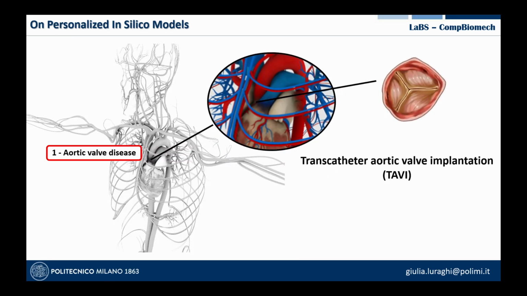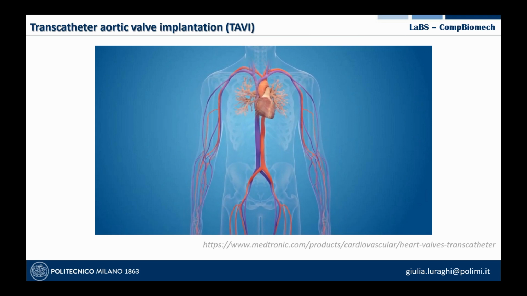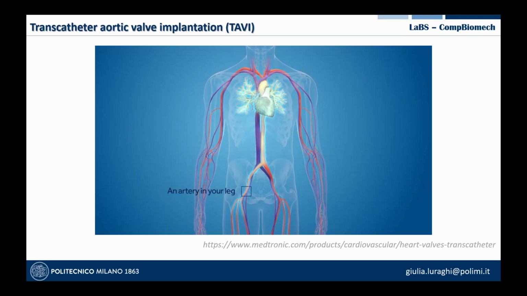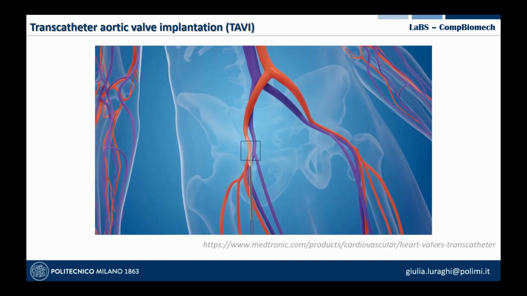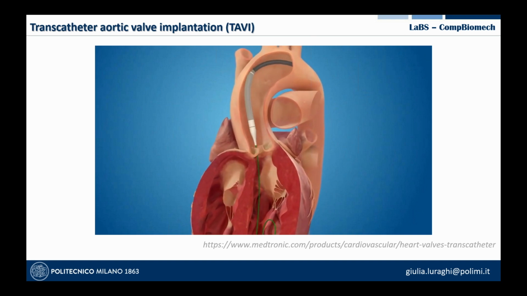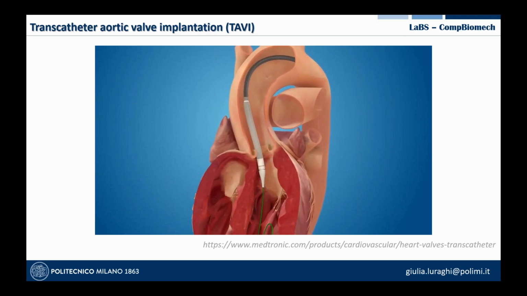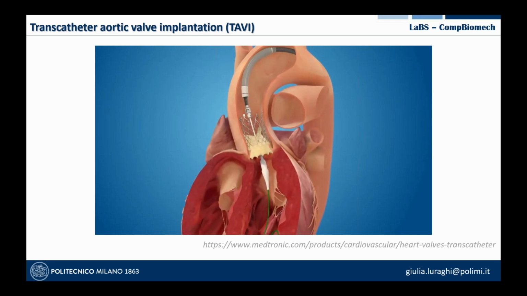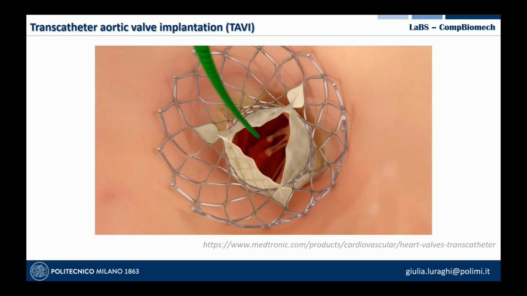The first application is the transcatheter aortic valve implantation, named TAVI. It consists in the insertion of a transcatheter aortic valve with a minimally invasive procedure, normally through the femoral arteries, the subclavian, or directly from the atrium. In this case, you can see the procedure starting from the femoral artery with a catheter. The crimped valve is placed at the annulus where the pathology is. In this case, the pathology is the stenosis of the aortic valve. Then the prosthesis is deployed, as you can see from the video, and the functionality of the diseased valve is replaced by the prosthesis.